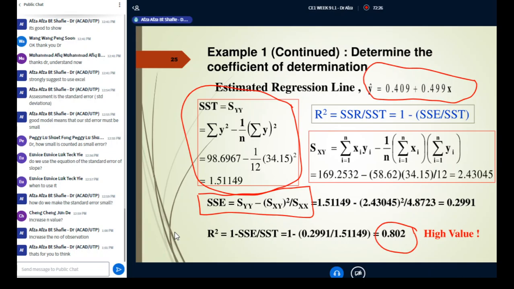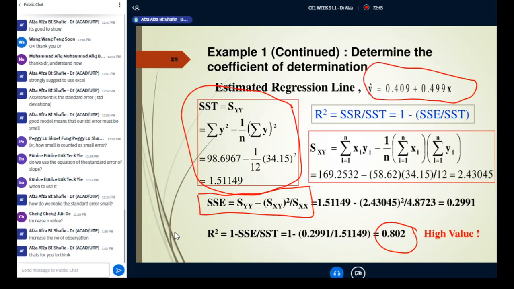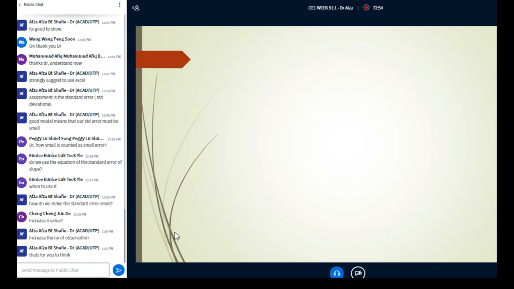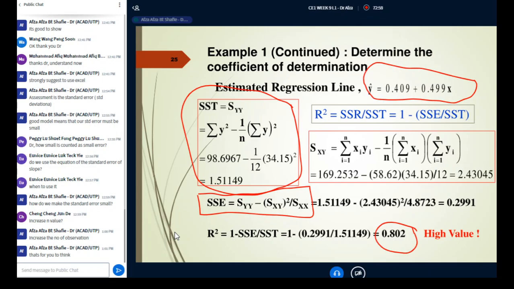We get our standard error to be small, and we got our coefficient of determination to be quite high. So this model so far is good because it fits the criteria of having a small standard error and having a strong R squared. Any questions?